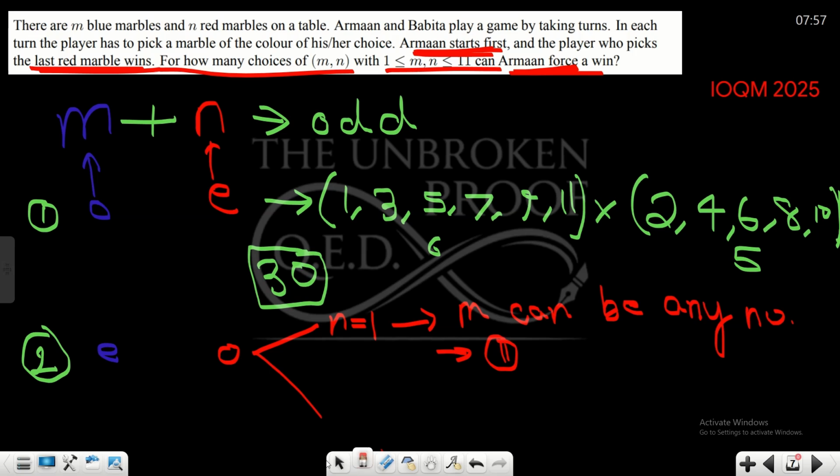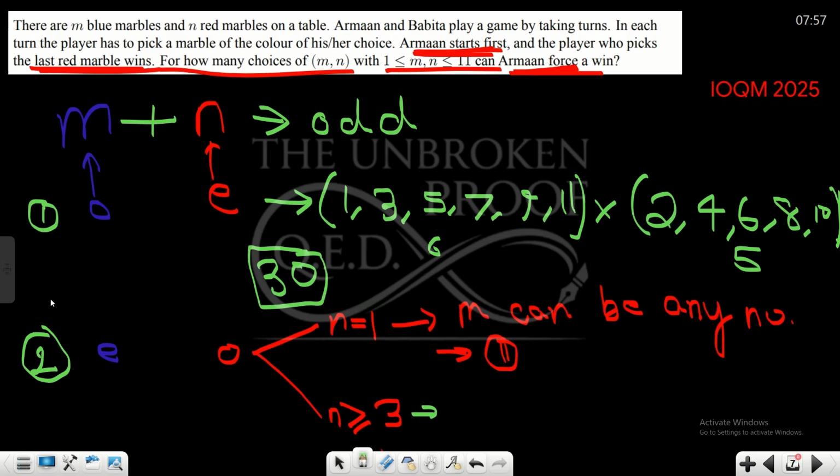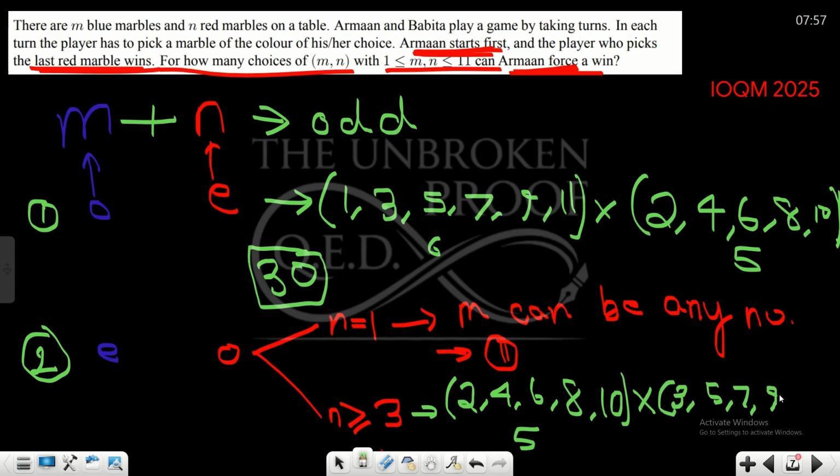Now if we have N greater than or equal to 3, then what will happen is that M will have 5 choices, either 2 or 4 or 6 or 8 or 10. Since N is greater than or equal to 3, N will also have 5 choices: 3, 5, 7, 9 and 11. So here also you have 5 choices, so overall you have 25 choices over here.